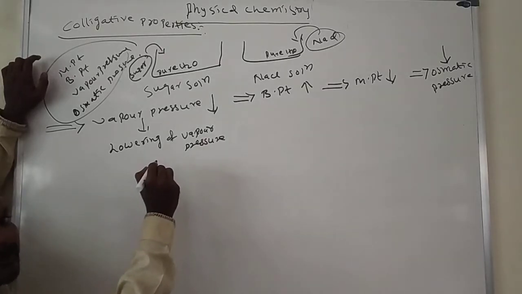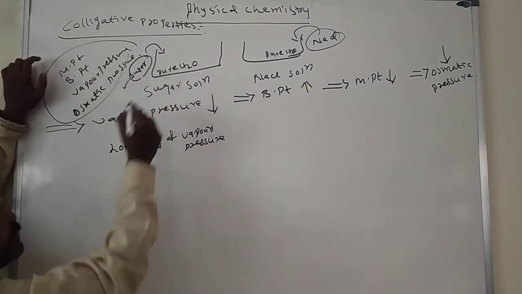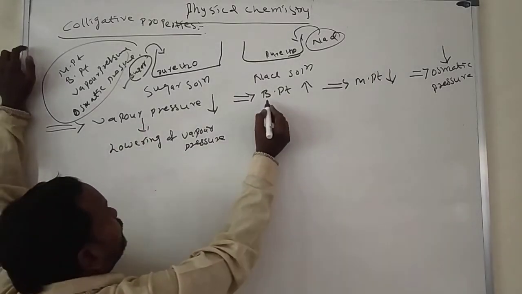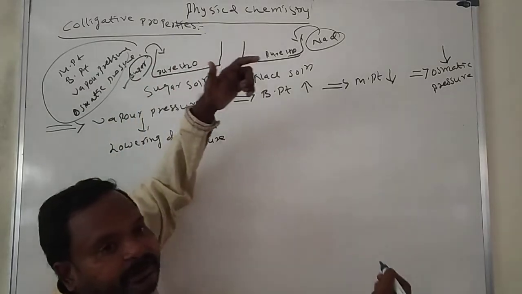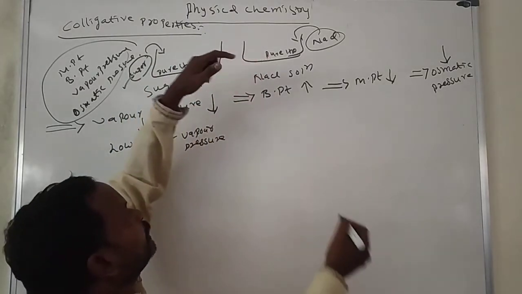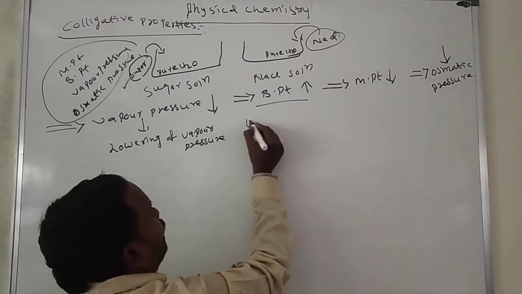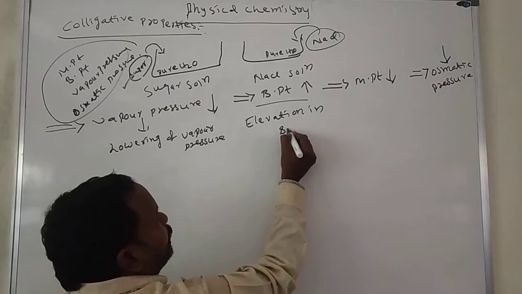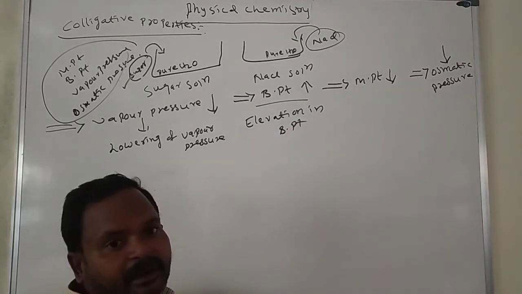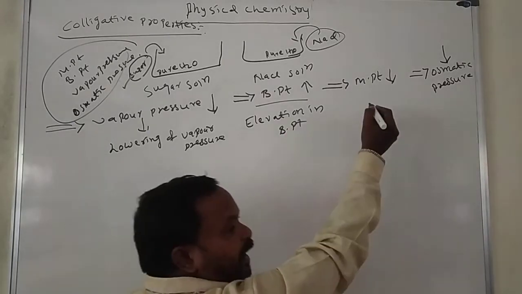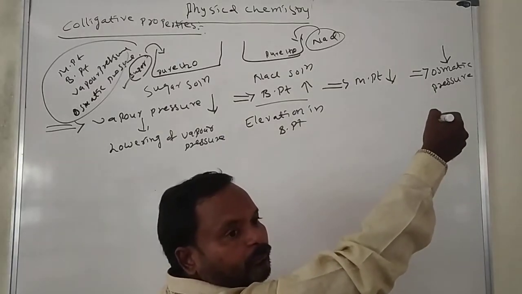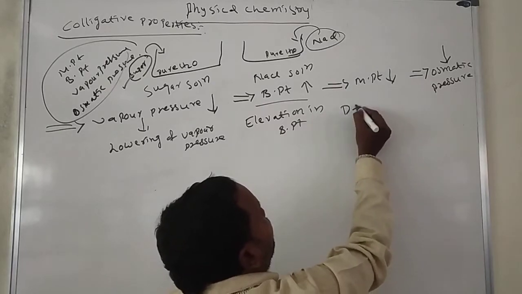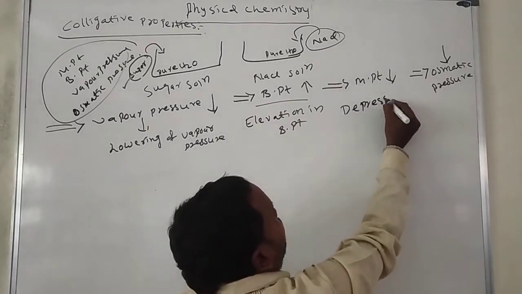This lowering of vapor pressure depends on solute now. So this is also one of the colligative properties. Here, if you add sugar to pure water, the boiling point increases. That we call elevation in boiling point. If you add some sugar to pure water, the melting point decreases. That is depression in freezing point.